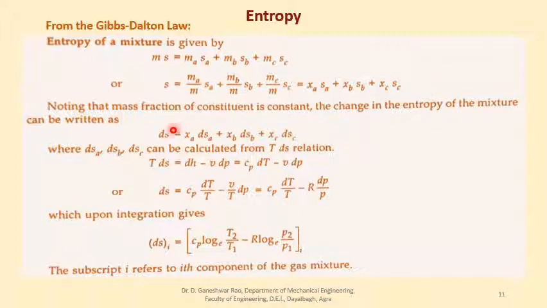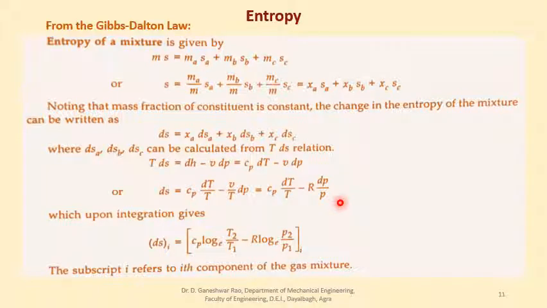Now ds will be equal to, from this equation, XA dsA plus XB dsB plus XC dsC, where dsA, dsB, dsC can be calculated from TdS relation. TdS relation you have already studied in first year. TdS is equal to dH minus VdP. dH can be replaced by Cp dT. So Cp dT minus V dP, just divide by T. So ds is equal to Cp dT upon T minus V upon T dP. V by T can be replaced by R by P. So this is equal to Cp dT upon T minus R dP upon P.